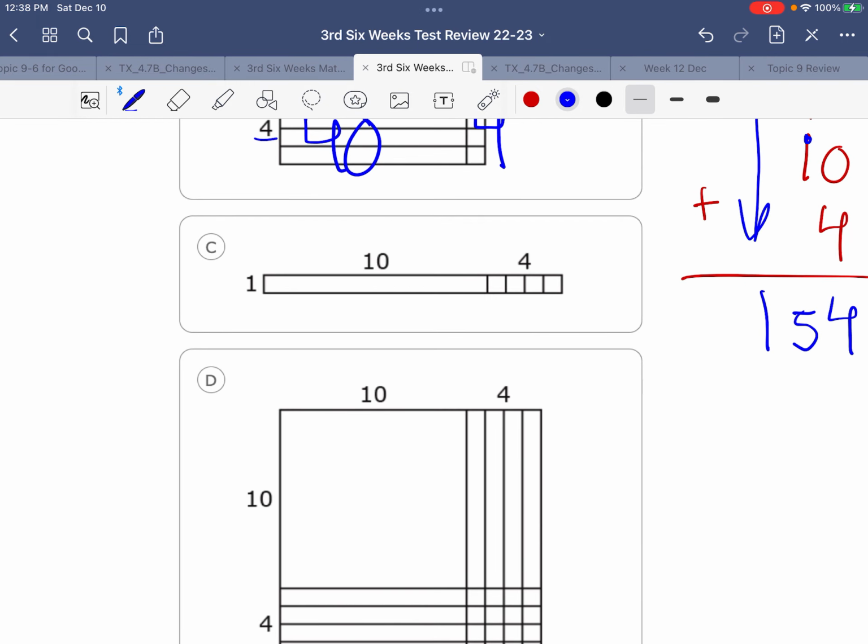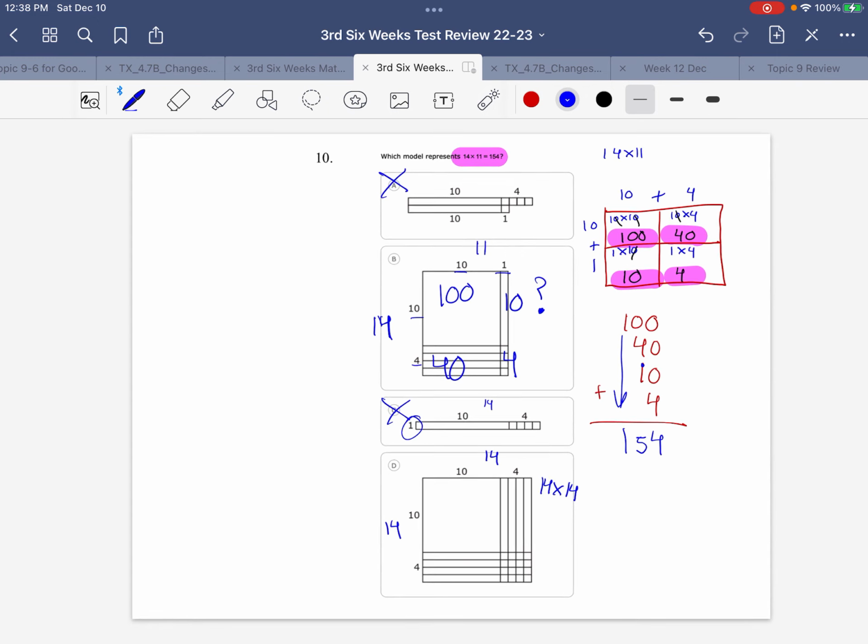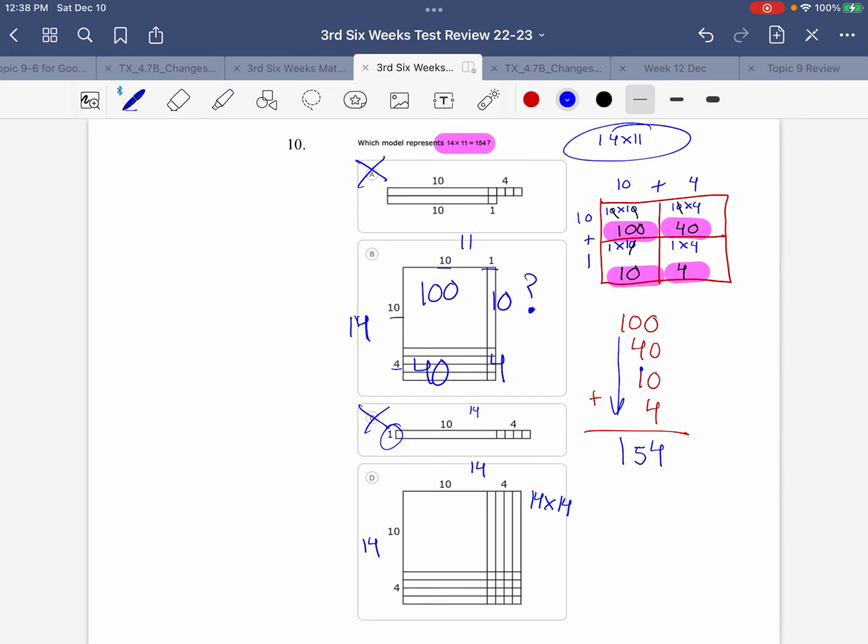If I look at C, they have 14 expanded, but there's no 11 expanded. I just have this 1 here. So definitely not it. D, they have 10 and 4, so this is 14. They have 10 and 4 again, which is 14. So this is 14 times 14, and I did not do that. I did 14 times 11, so D is not my answer. My answer is B.